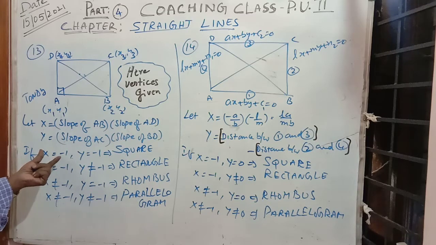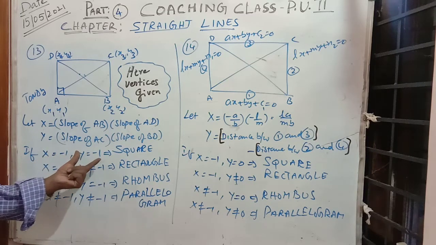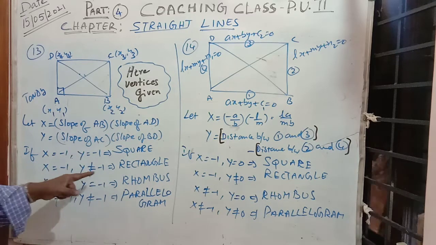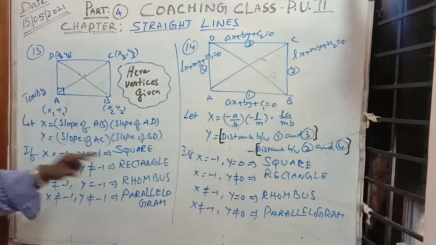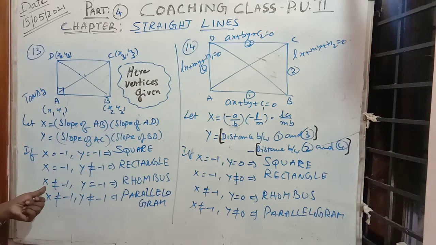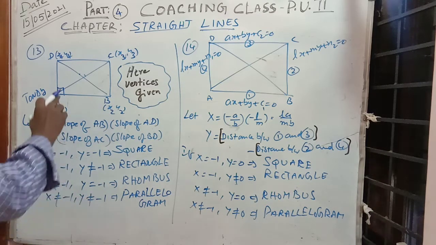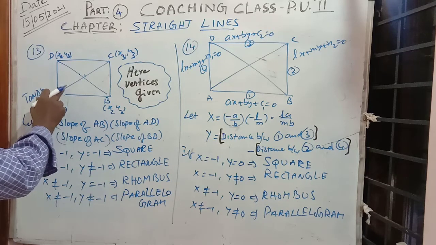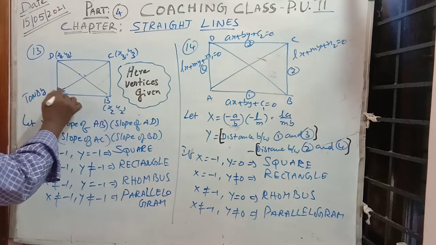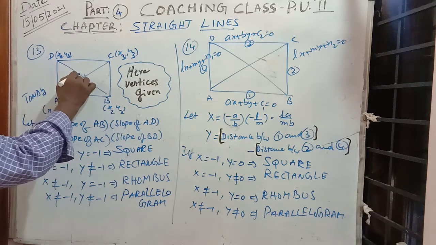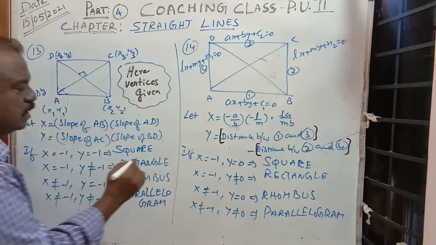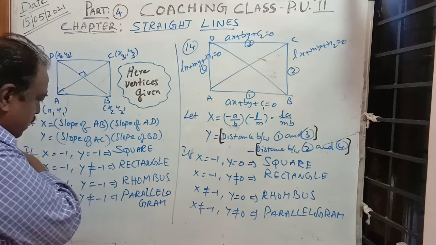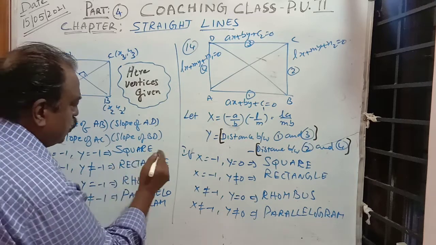So, it is very clear. If you find X and Y both are minus 1, square. X is minus 1, Y not minus 1, it is a rectangle. Or otherwise, X not minus 1, but Y is equal to minus 1, that means the adjacent sides are not at right angle, but the diagonals are at right angle. I will tell clearly, with the diagram you can understand.